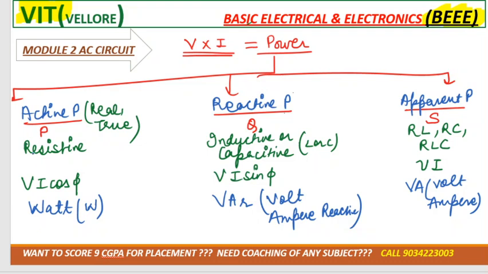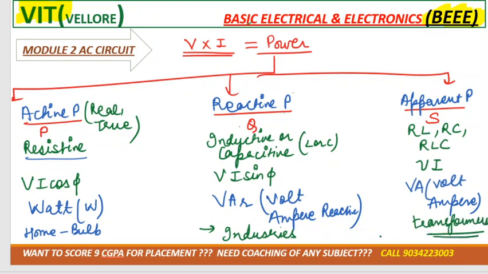Active power is where we are using a resistive load, which we use at our home, right? Like a bulb or whatever appliances we are using at our home, that is active power consumed. Inductive and capacitive loads we mainly find in a factory or industry where we are running induction motors. So it would be in industries, you can say. Apparent power is where mainly we are using transformers. Note this down, this is very important.